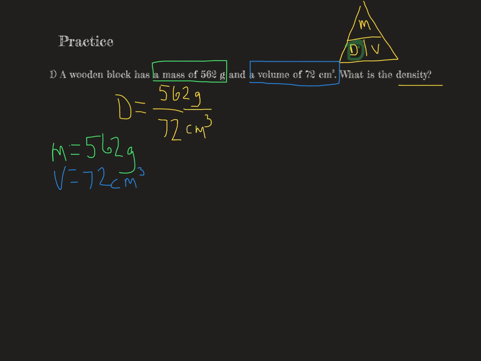So now I'm going to divide these two numbers. When I divide them out, I find that I get 7.81. That's the number part. And now I need units. So my G is going to stay grams per centimeters cubed. And there you have it. This right here is our density.